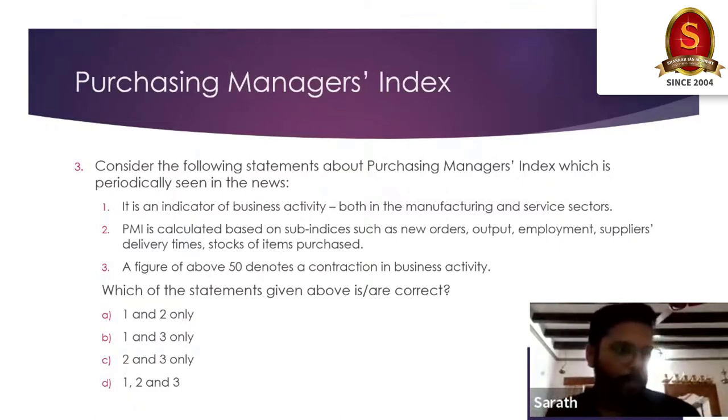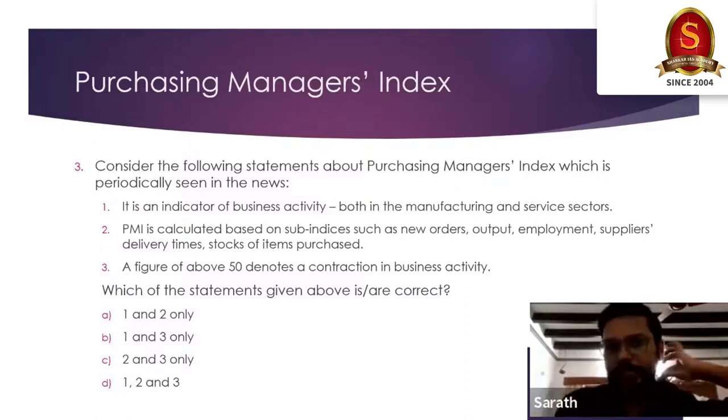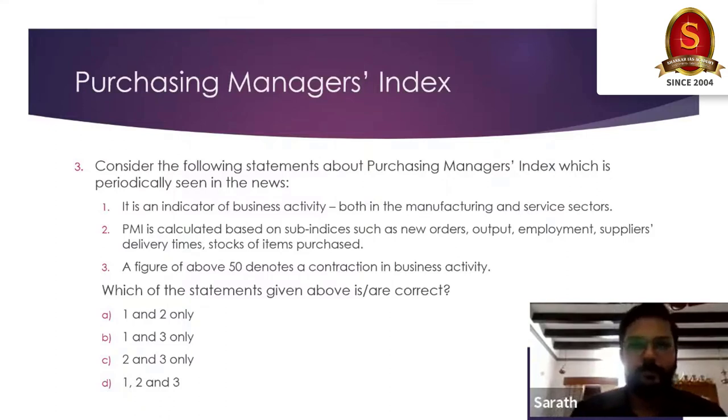I think a lot of people have given me the correct answer. The correct answer here is A, one and two only. So it's good, you are familiar with this particular index. The reason why I picked this particular index is that it extends from the first chapter about production, whether production is likely to happen or not. So it is a growth-oriented indicator or index, not something that we discuss in class. So I thought we'd pick it up so that we can familiarize ourselves with it.